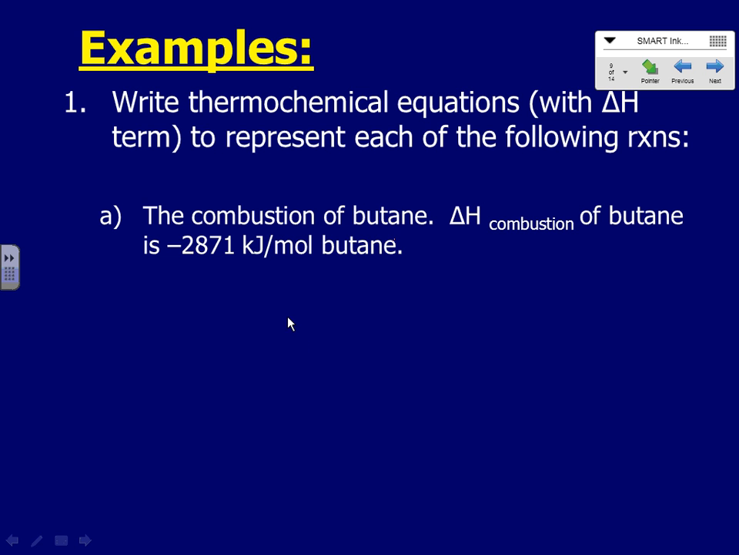So let's do a couple of little examples here. Write the thermochemical equations with the delta H of a reaction to represent each of the following. The combustion of butane, and the delta H of combustion of butane is that many kilojoules per mole. So we want the delta H term, not the molar one. This is the molar enthalpy of combustion. We just want the delta H term. So if we take butane, and I need to tell you the formula for butane, it turns out that it is C4H10 plus O2 to produce CO2 plus H2O.